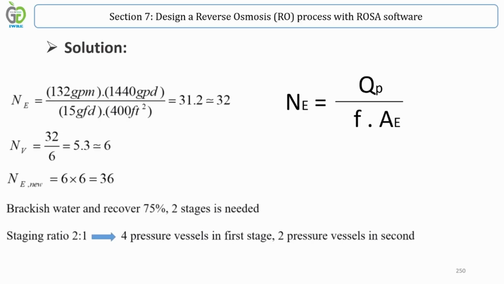Now I want to continue the design with the next element, LE400. As you can see, the number of elements reduced because the membrane area increased. The previous membrane area was 365 square foot. In this element, we have 400 square foot, and that's why the number of elements reduced. The number of pressure vessels, according to this equation, is the same. After correction, we have 36 elements, the same as with the previous element.